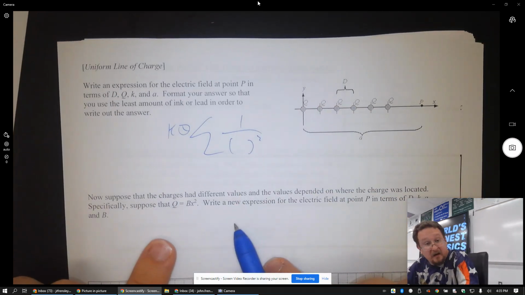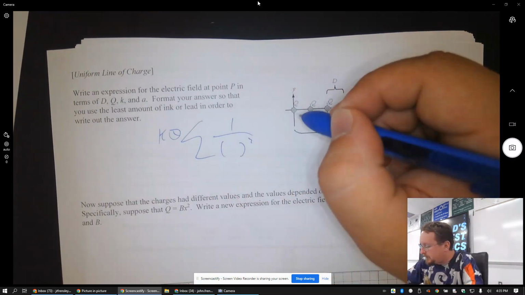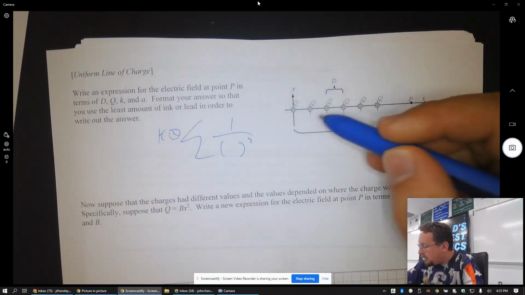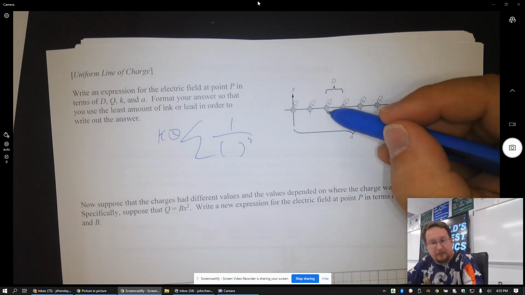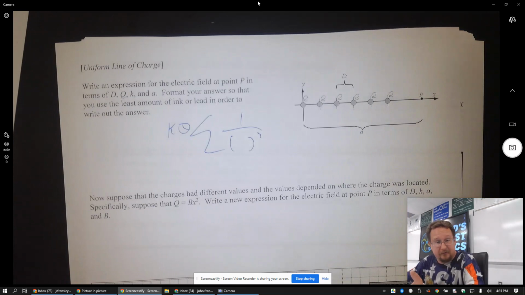Then they're going to do it again for what if the charge was bx squared? So this would be a Q of 0, b d squared, b times 2d squared, so 4bd squared, 9bd squared. They're going to do the same thing, right? That's like a variable density.